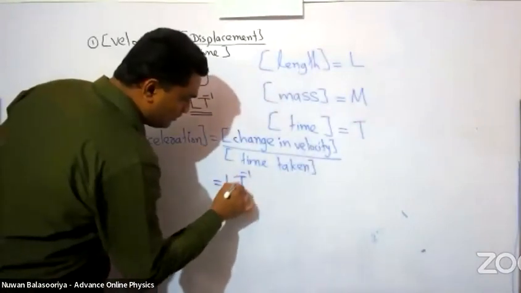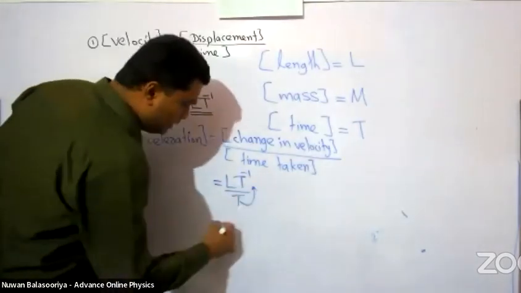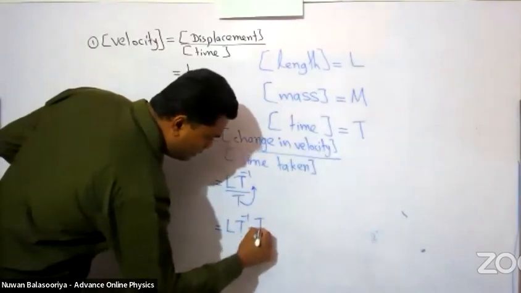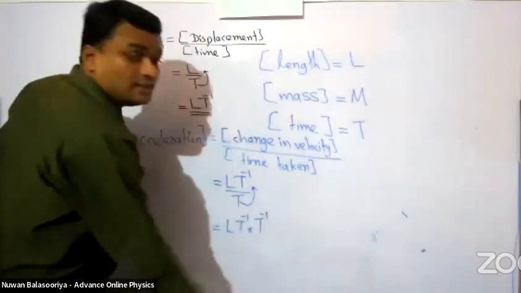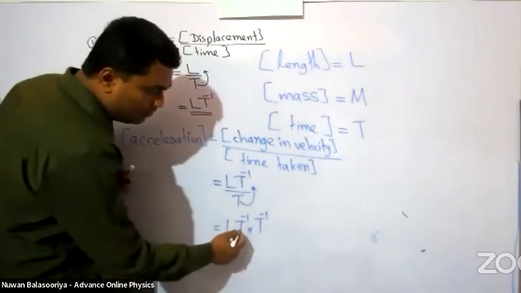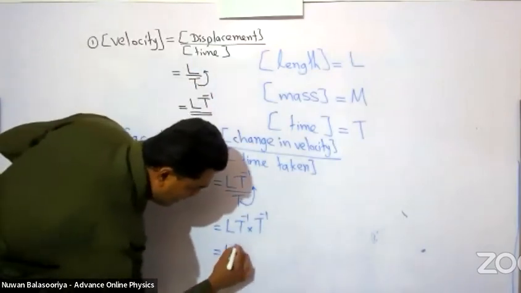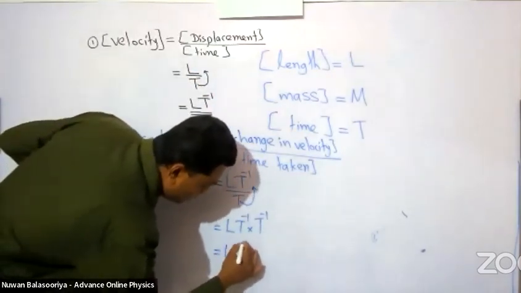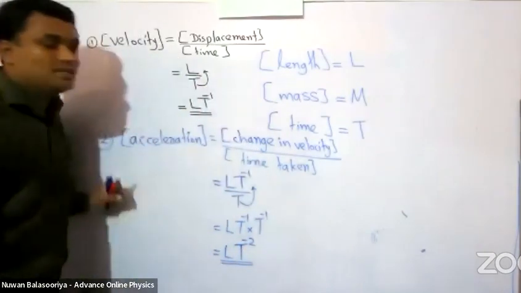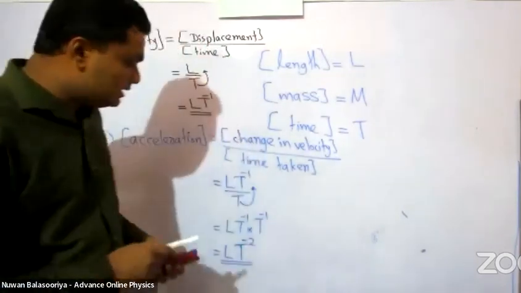L T minus 1, divided by time, which is T. This T can be taken up with the minus sign. So it will be L T minus 1 into T minus 1. This T comes up with a minus power. T minus 1 into T minus 1 is T minus 2. So the dimensions of acceleration is L T to the power minus 2. I think all of you have learned these things.